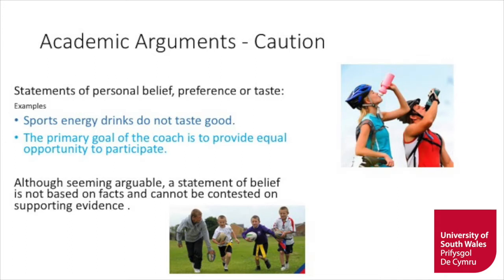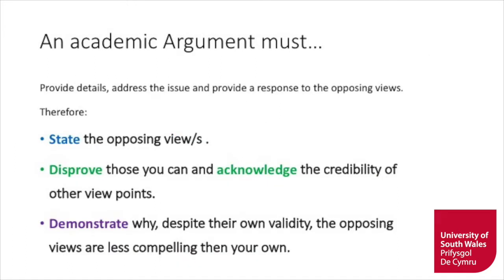So, some key points. An academic argument must provide details that address and respond to opposing views. Therefore, state the opposing views, disprove those, acknowledge those that are credible, and look at different viewpoints. Demonstrate why, despite their own validity, opposing views are less compelling than your own, or than the kind of research that you're going to use as your supporting evidence.